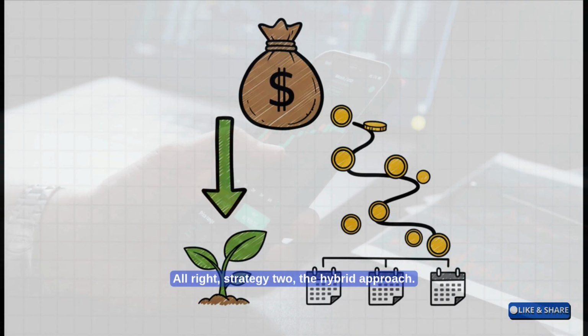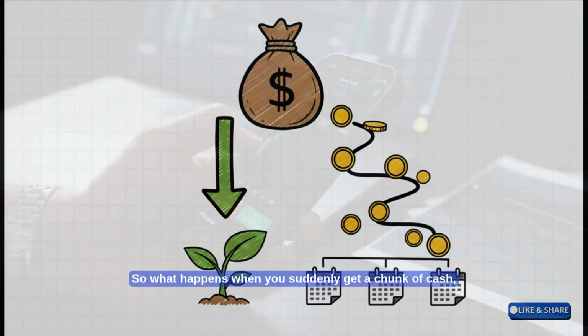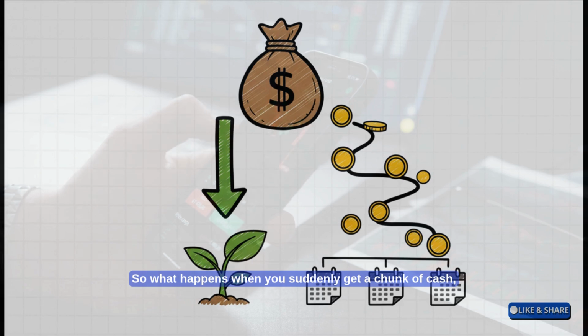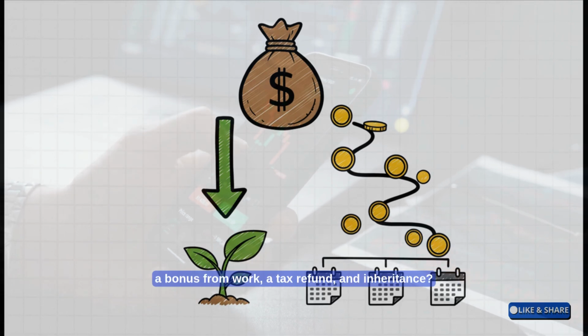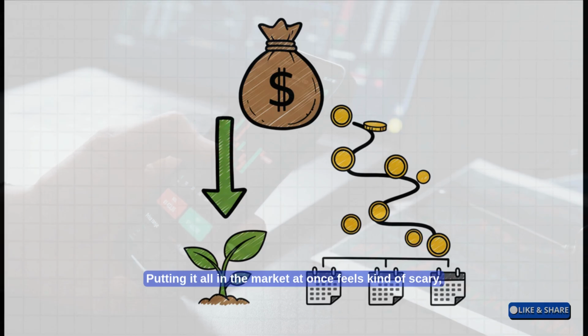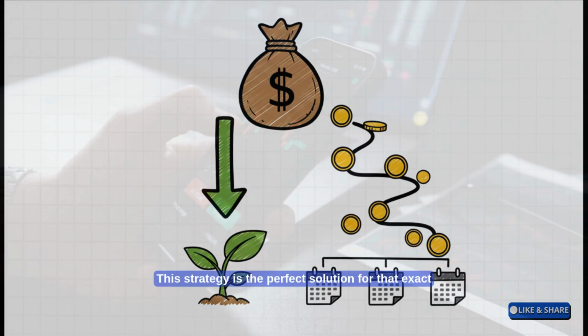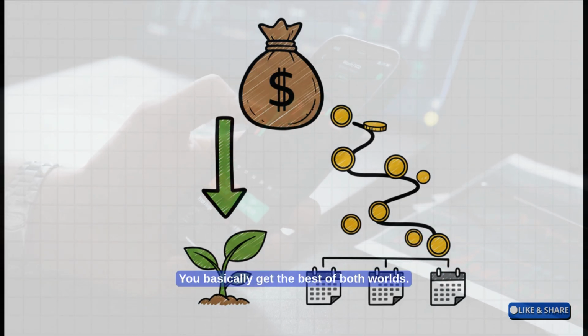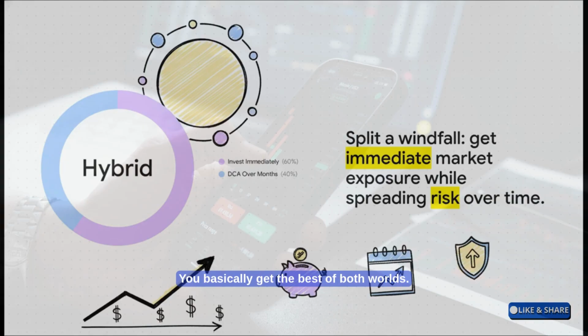All right, strategy 2, the hybrid approach. So what happens when you suddenly get a chunk of cash, a bonus from work, a tax refund, an inheritance? Putting it all in the market at once feels kind of scary, right? This strategy is the perfect solution for that exact problem. You basically get the best of both worlds.